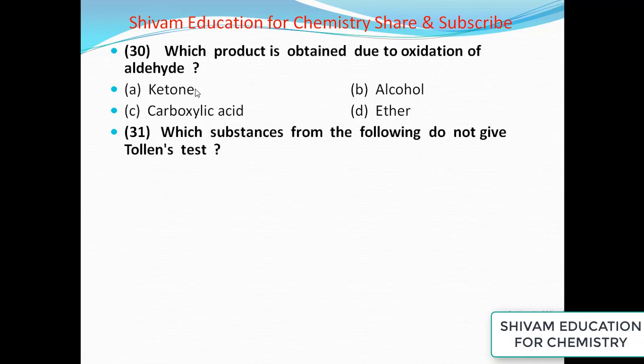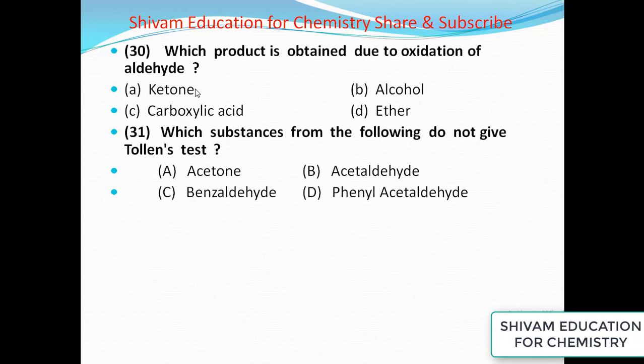Now question number 31. Which substance from the following does not give Tollens test? Once again repeated pattern. You are knowing very well Tollens test will be given always by aldehyde. Ketone does not give a Tollens test. Now you find out which one of the following is not an aldehyde. Acetaldehyde is aldehyde, benzaldehyde is aldehyde, phenyl acetaldehyde is also aldehyde. So the answer of 31 will be acetone. Acetone cannot be oxidized or cannot be detected by a Tollens test.